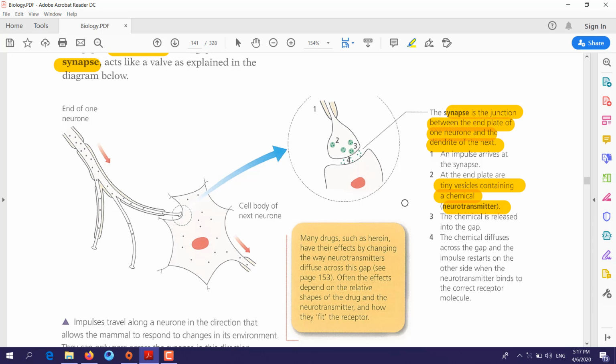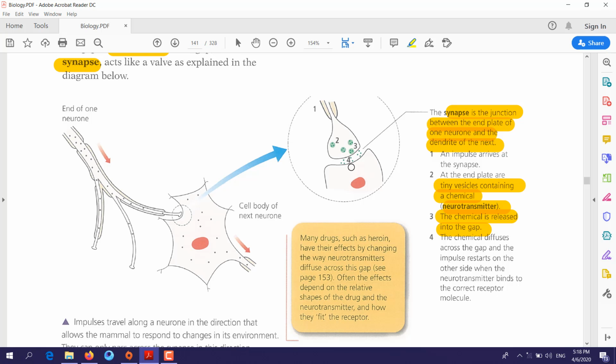Then after that, what will happen? The chemical inside these vessels will be released into the gap. As you can see here, these vessels contain the dark green dots. These dark green dots represent the chemicals. Then these chemicals will be released into the gap, which is like the gap between the two cells. Step number 3, the chemicals are released into the gap.